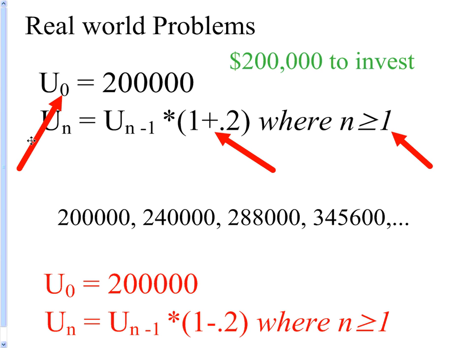All right. So u sub 0 is a good way to start on real-world problems that involve time. We talked about how if we made this u sub 0, then this could be like u sub 1. That means after year 1, we have $240,000. Our money grew because the stock did well. If you would have written this, I bet most of you would have written 1.2, right?